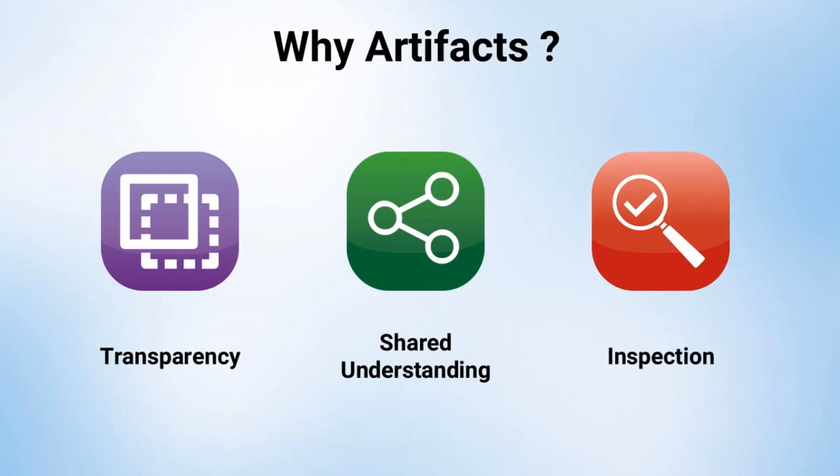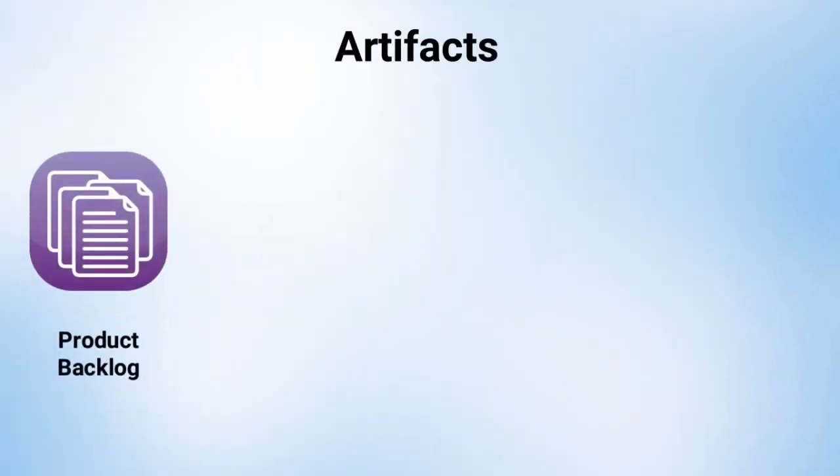So let's start with the first artifact. A product backlog is an ordered, ever-changing to-do list for the project. It contains issues that are not yet part of any sprint. You might also hear them referred to as stories. Constant feedback means that the product backlog is always changing.